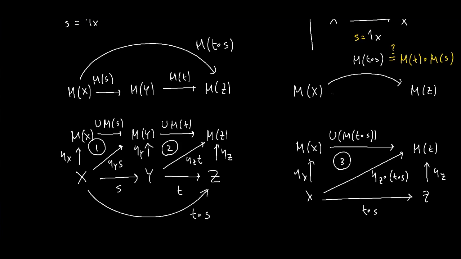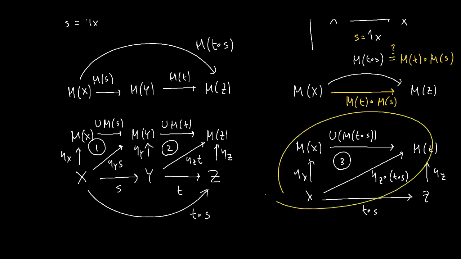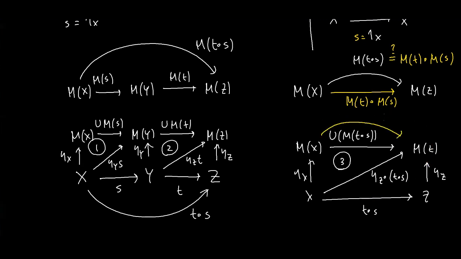So if I draw in here M of T composed with M of S, and I apply U to it, will that make this triangle commutative? If it does, if I apply U to this thing and it makes this triangle commutative, it means that this unique morphism that makes triangle number 3 commutative is actually this one.